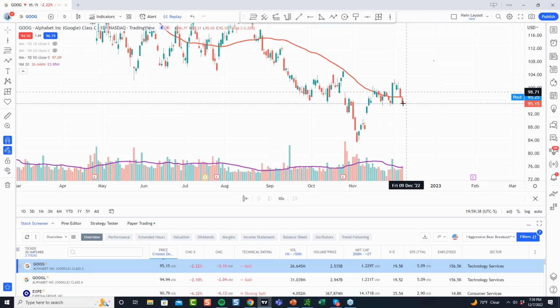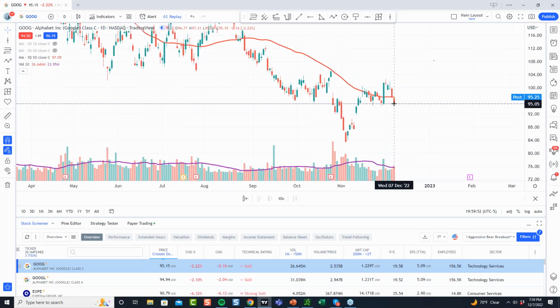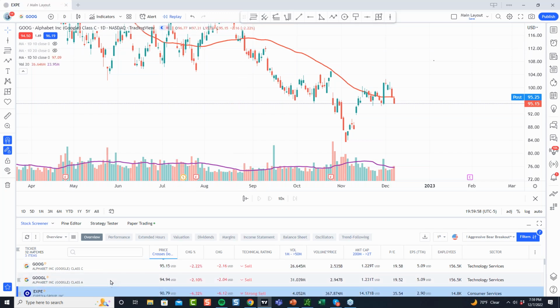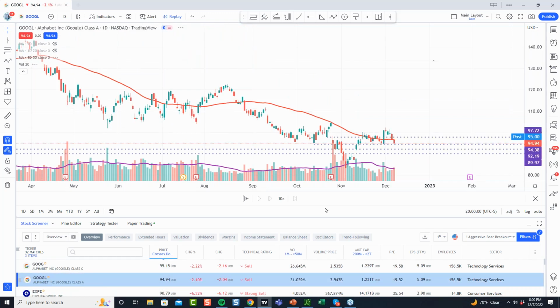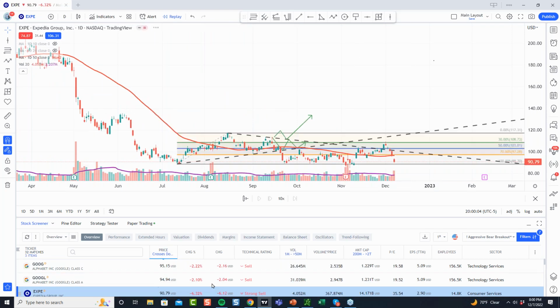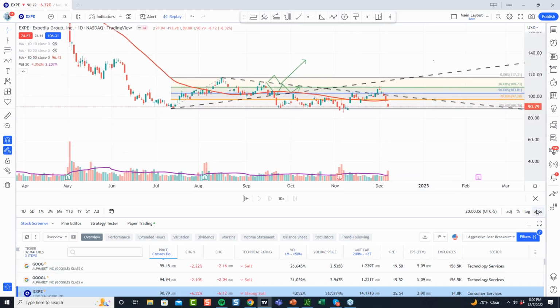So this is what we asked for. We wanted to see the price crossing down on the 50-day. Obviously, Google is liquid, but we set the parameters. And we had a volume spike at that moment. Remember, there's another one. There's the Class A, which is going to be almost identical. There's Class A, same thing. Expedia. Just look at the charts. I'm going to put this on auto. There we go.